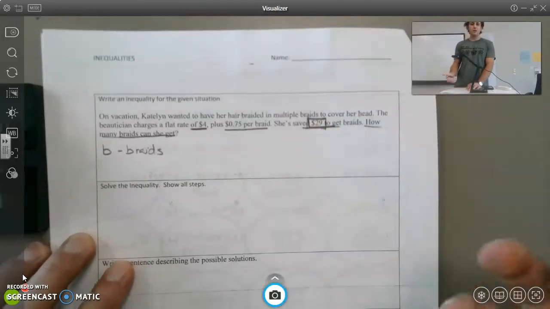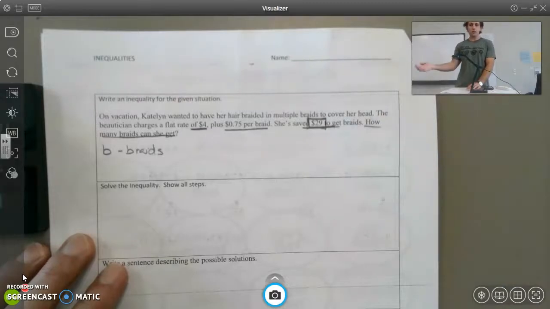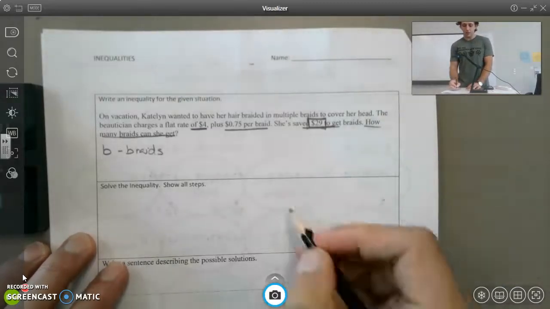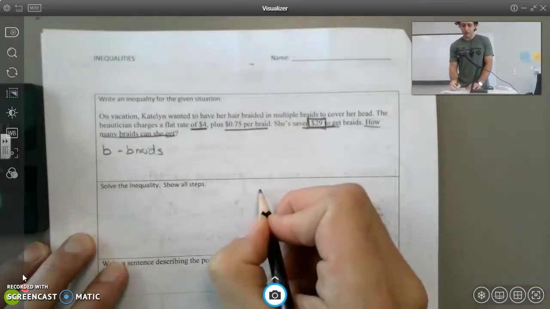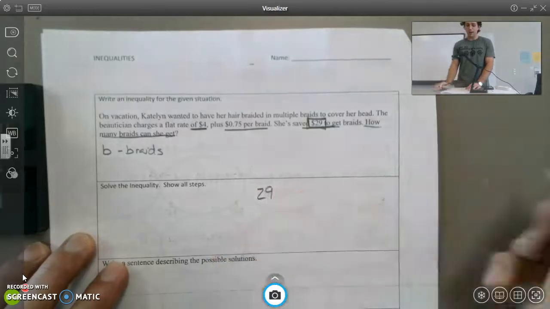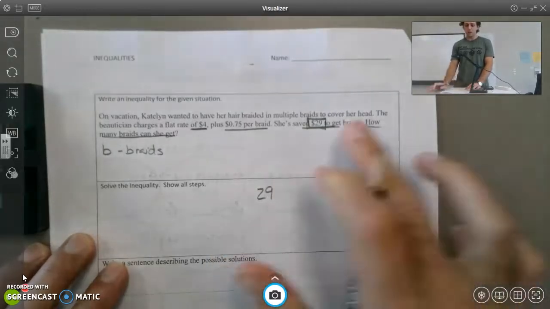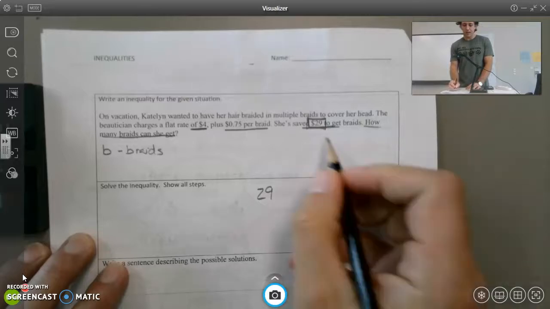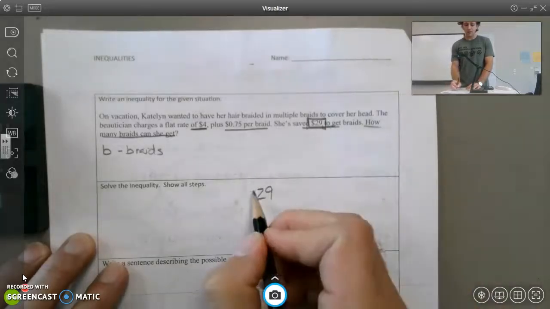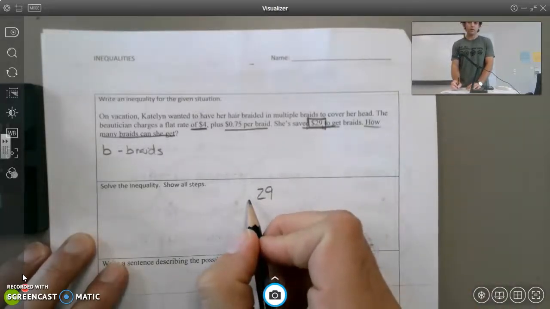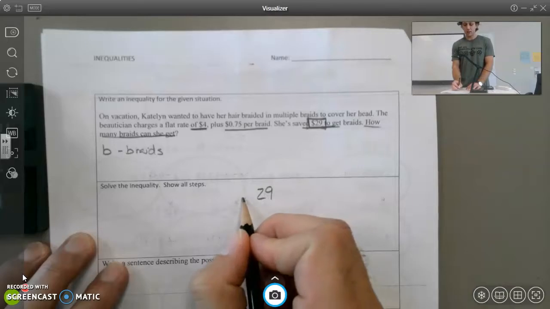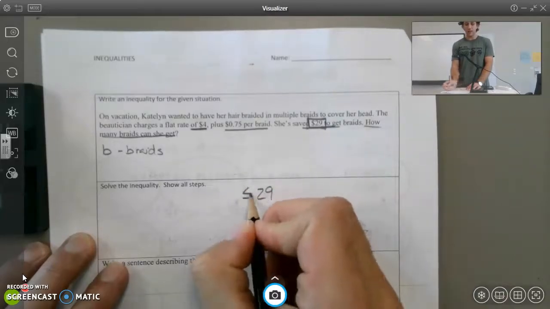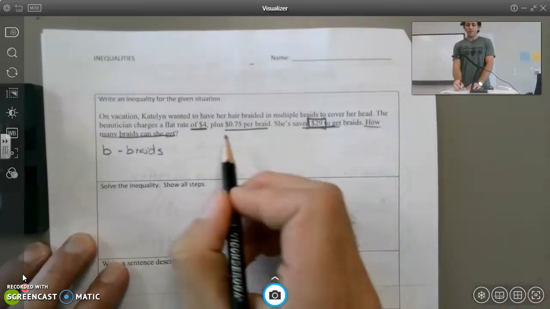Sometimes that just helps me because I know that's going to be one expression in my equation or inequality. So I know that whenever I write this inequality, it's going to be 29 as one expression, the total amount of money, and she has $29. So can she spend more than 29? No. Can she spend 29? Yes. Can she spend less than 29? Yes.